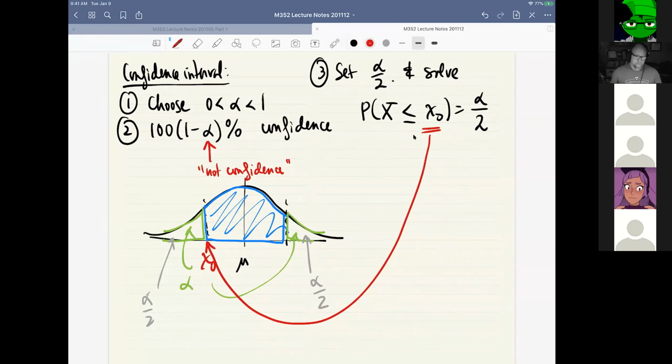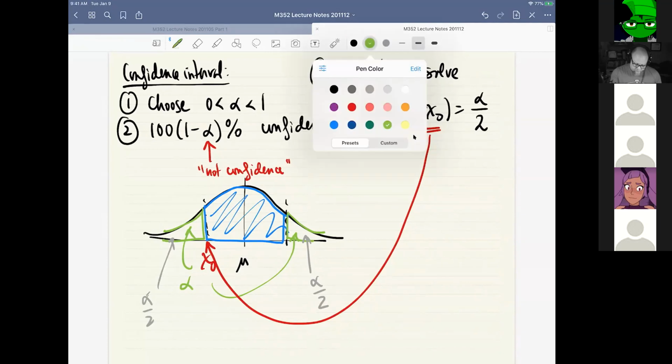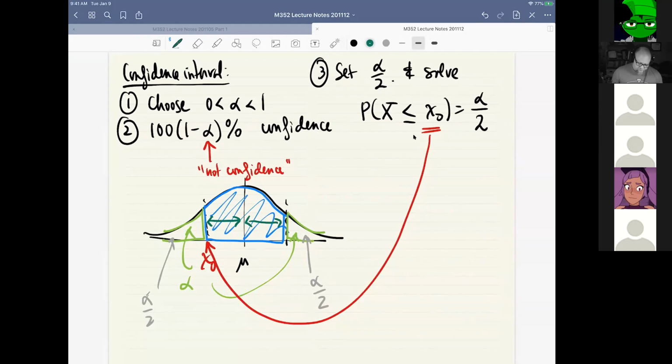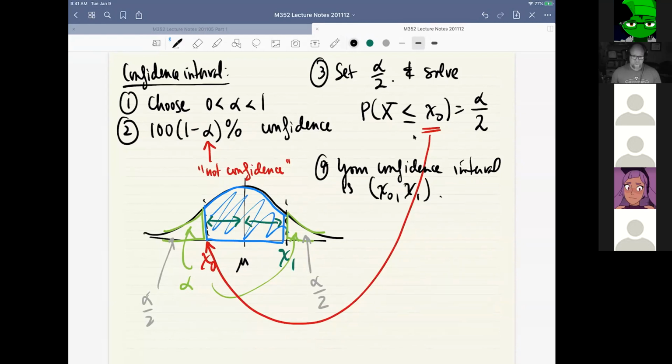And once you find that number, by the symmetry of the normal, you can find the other number, x1. And then your confidence interval is x naught, x1. And this is why z-scores are kind of nice, because the endpoints of your confidence interval are the mean plus or minus the standard deviation times the z-score. So that's one thing that makes the endpoints nice. If you don't use z-scores, then you have to calculate that distance and then use it to find your other endpoint.